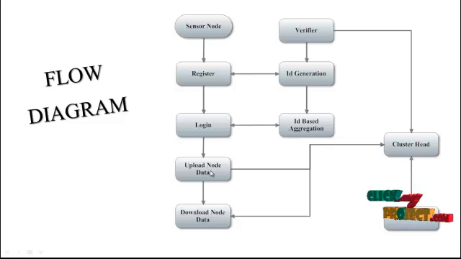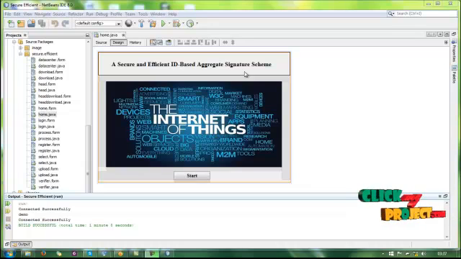The next process is upload node data. Upload node data means the sensor node transfers the file to the data center. The sensor node selects the file and sends it to the cluster head, and the cluster head transfers the file to the data center. Another process is download node data. The sensor node selects the file from the data center and sends a request to the cluster head, and the cluster head searches for the file in the data center, retrieves it, and sends the file to the sensor node. Let's see the demo of our project.